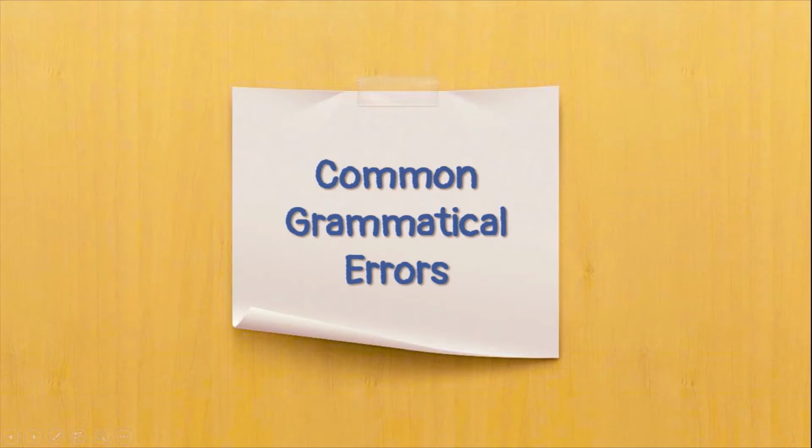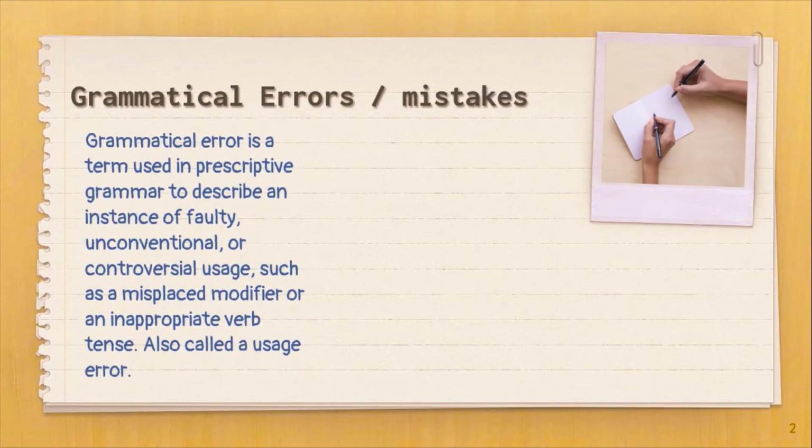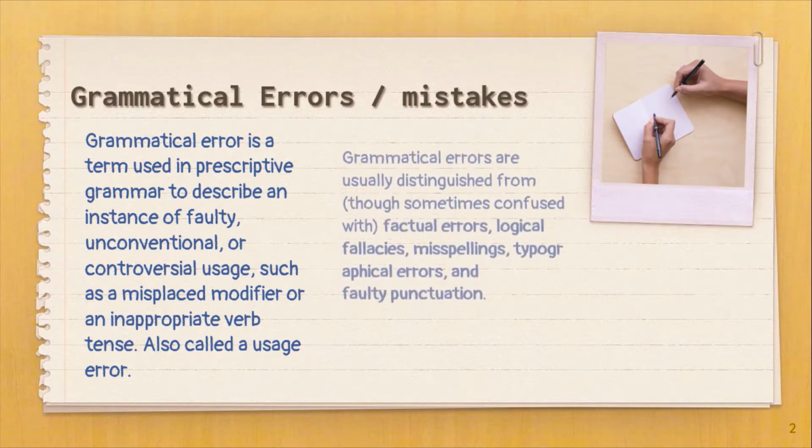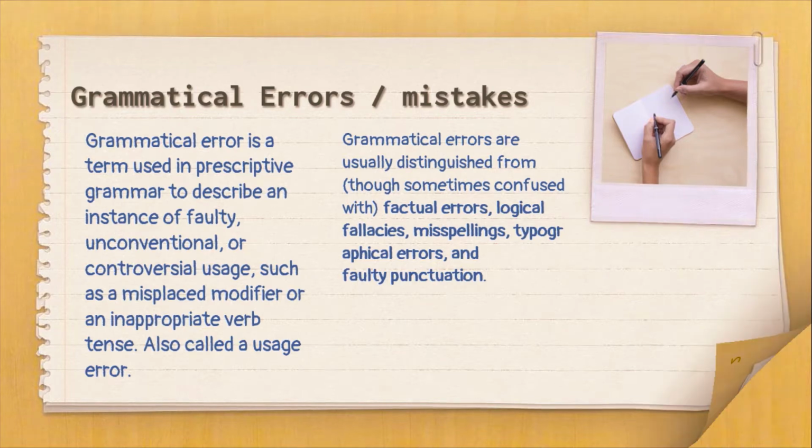Common grammatical errors. So here are the common grammatical errors. But before that, let us define what a grammatical error or grammatical mistake means. A grammatical error or mistake is a term used in prescriptive grammar to describe an instance of faulty, unconventional, or controversial usage, such as a misplaced modifier or an inappropriate verb tense, also called a usage error. Grammatical errors are usually distinguished from, though sometimes confused with, factual errors, logical fallacies, misspellings, typographical errors, and faulty punctuation.